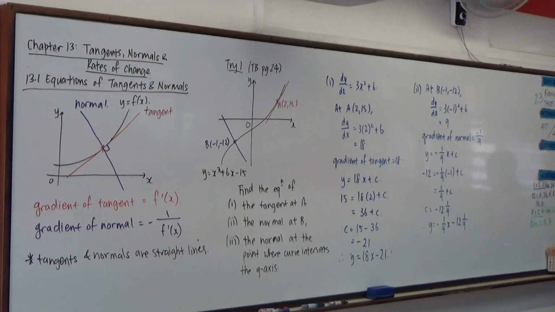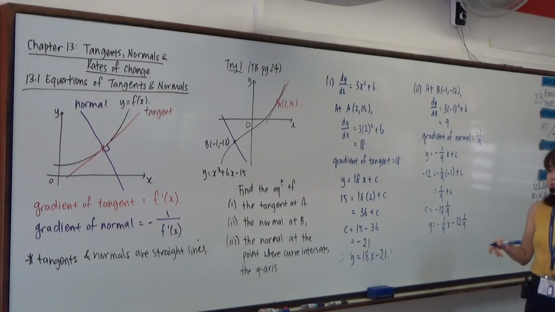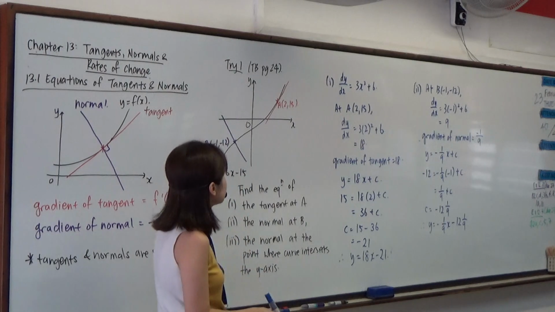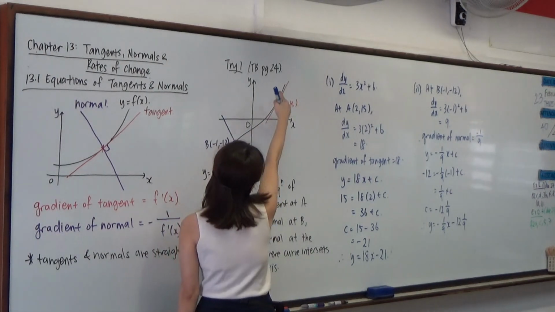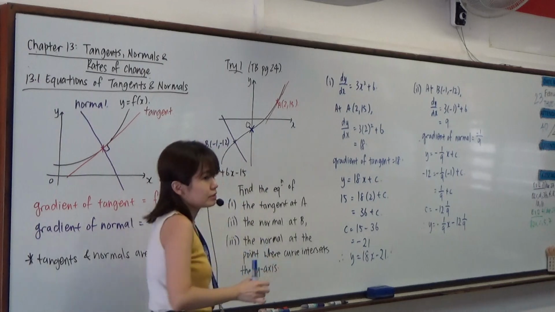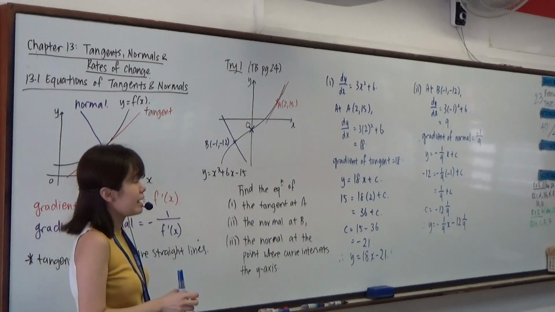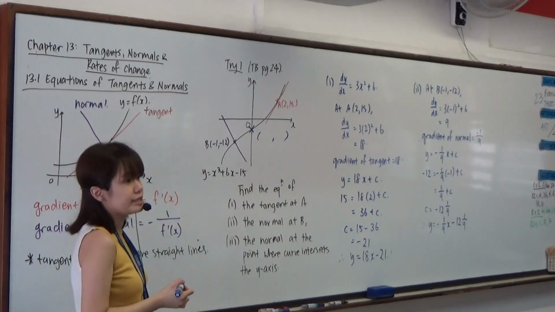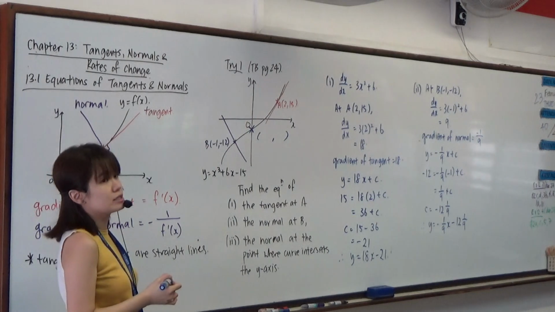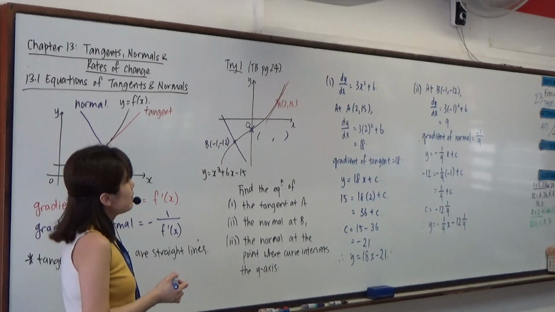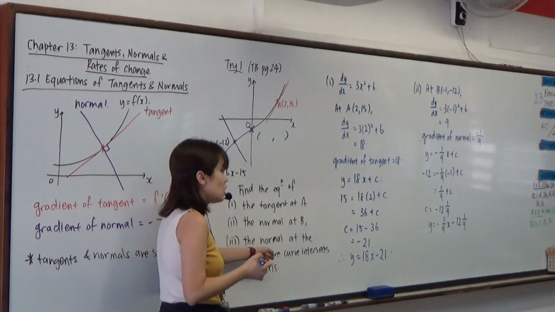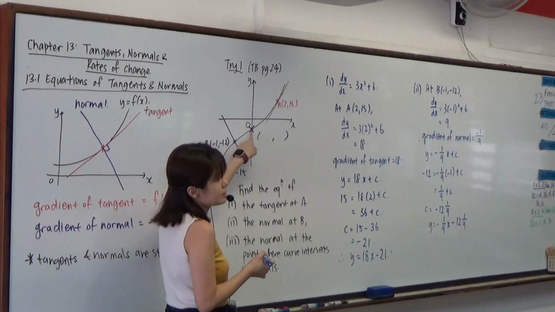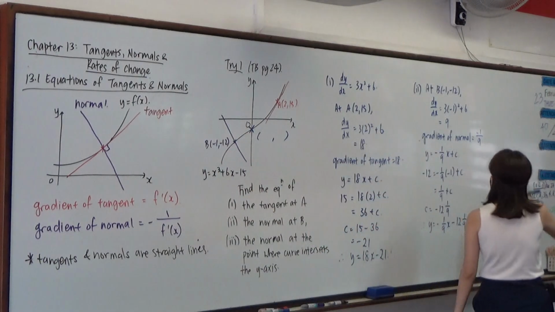Now let's look at part 3. We want to find the equation of the normal at the point where the curve intersects the y-axis. So we need to observe the curve and find out the coordinates of the intersection with the y-axis. If I don't know the coordinates, I will never be able to find out the gradient value. More importantly, I need to find out the gradient of the normal. So first of all, I need to find out what this intersection point is.